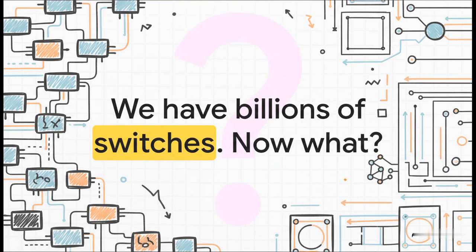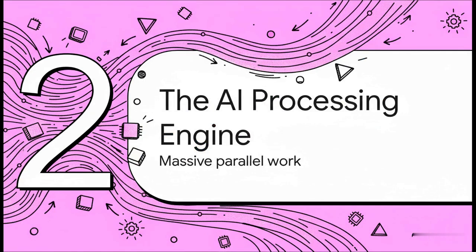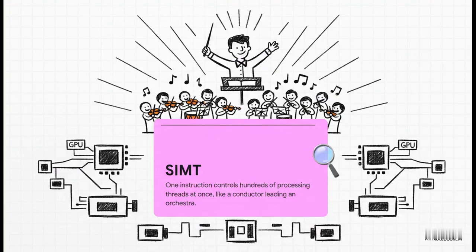Okay, so having billions of tiny switches is amazing. It's a huge achievement. But that's just step one. How do you actually arrange them in a way that lets them do the ridiculously complex math needed for AI? Well, that's where the art of architecture comes in. This brings us to the AI processing engine. And the key idea here isn't just about doing things fast. It's about doing a huge number of things all at the exact same time. It's all about parallelism. And the secret sauce to making that happen is a concept called SIMT.